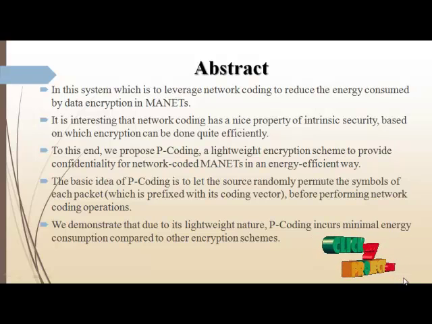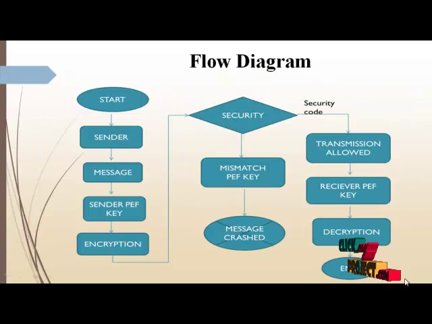coding operations. Without knowing the permutation encryption function key, hackers cannot locate coding vectors for correct decoding and thus cannot obtain any meaningful information. It is demonstrated that due to its lightweight nature, p-coding incurs minimal energy consumption compared to other encryption schemes. Let's start the project demo with the data flow diagram.